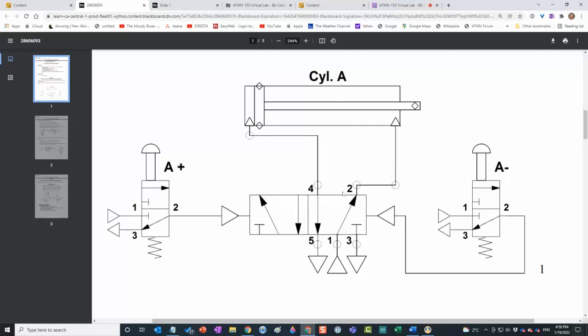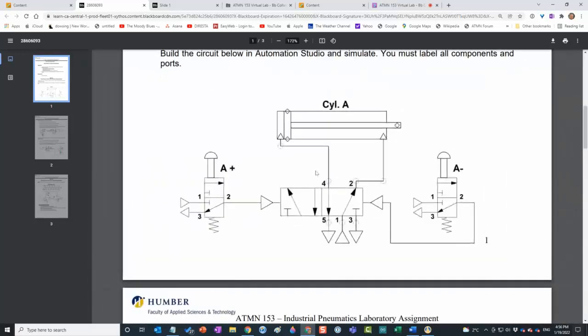And then any air that's in here will come down here and it will go out from here to here, because we can see when this is active, this arrow will be in between port 2 and port 3, so the air can get out, and vice versa, back and forth. So there you go. That's a DCV. It's a double acting DCV.